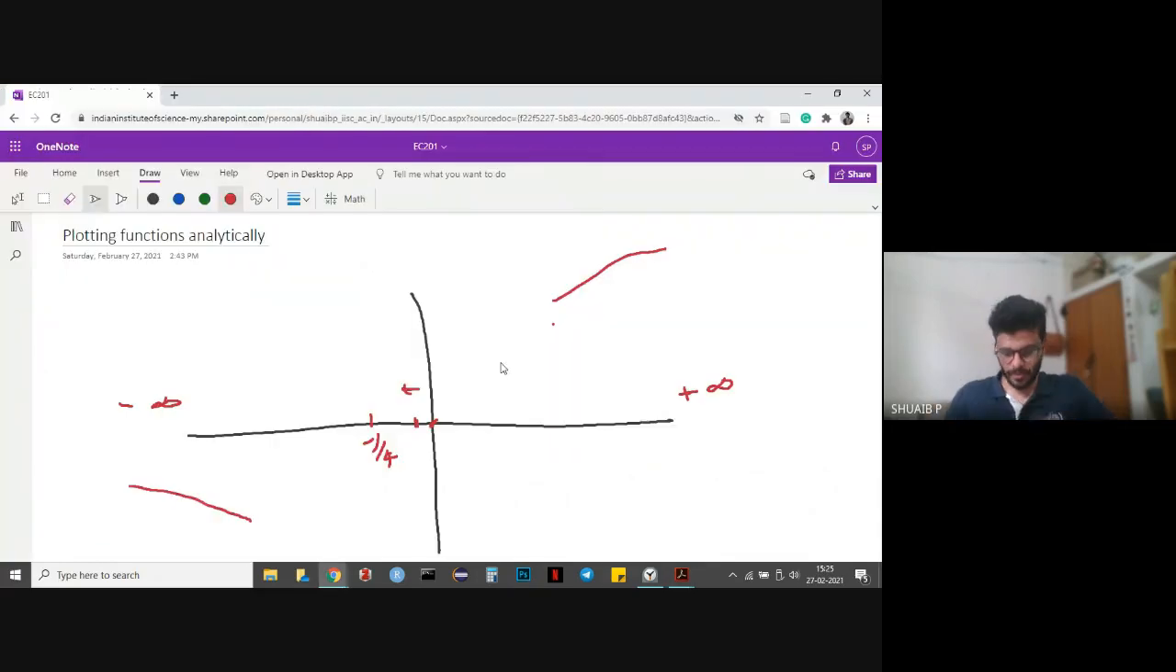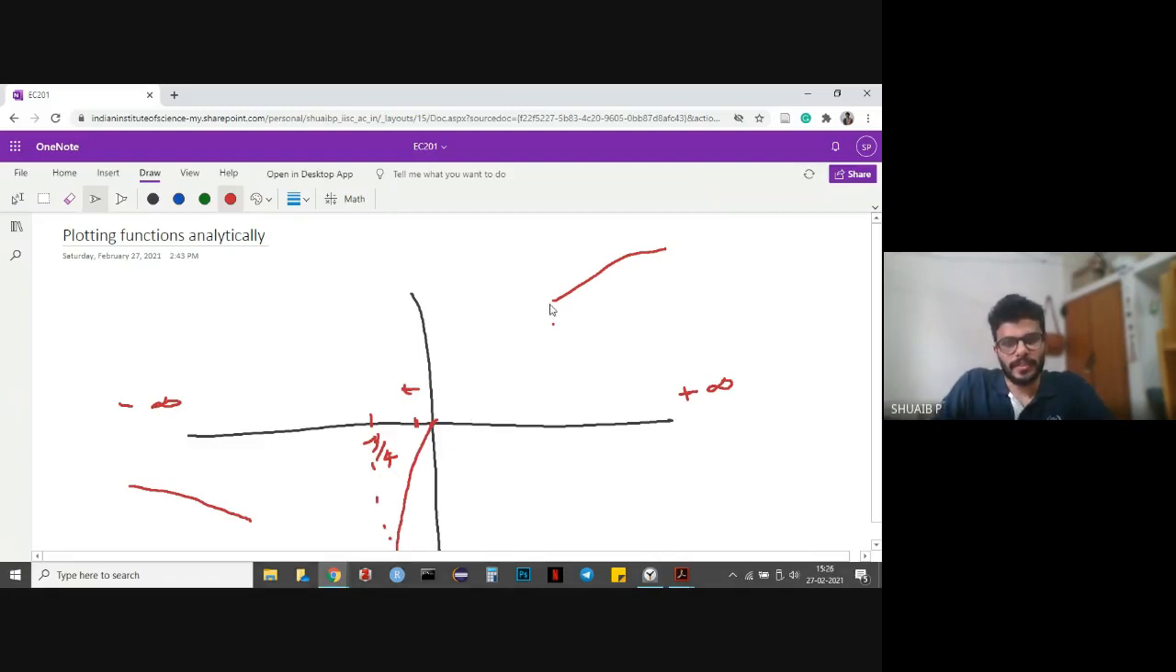So what we got here is when this function is approaching minus 1 by 4, it tends to minus infinity. We already have a point 0, 0 here. So we can draw this function to be approaching minus infinity when it tends to 1 by 4.